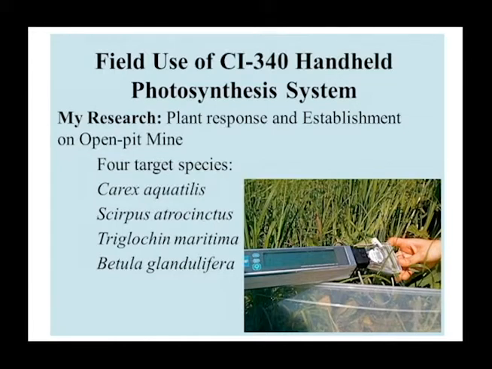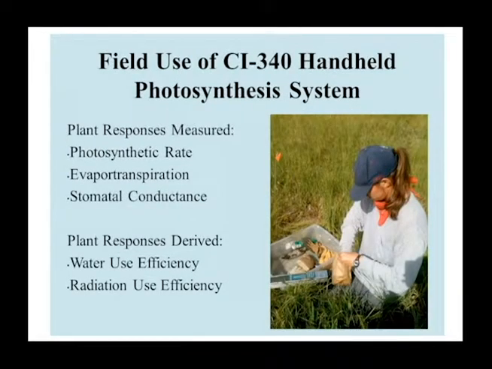Okay. So with reclaiming these areas, we look at planting vegetation on it. So the 4 species that I look at are Carex aquatilis, Scirpus atrocinctus, Triglochin maritima, and Betula glandulifera. And this is a picture of using the device with Carex aquatilis. I'll go ahead to the next.